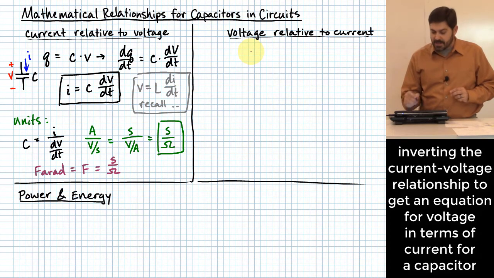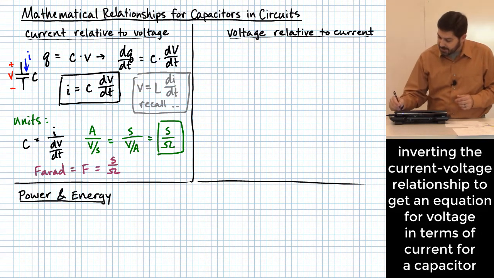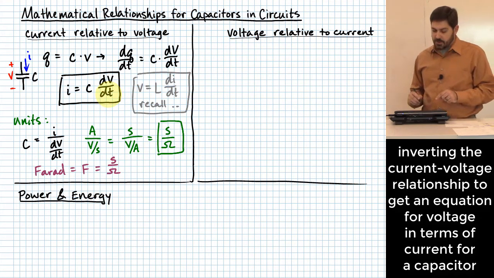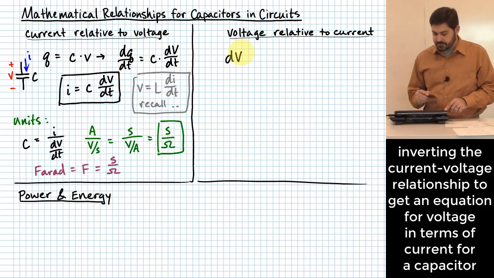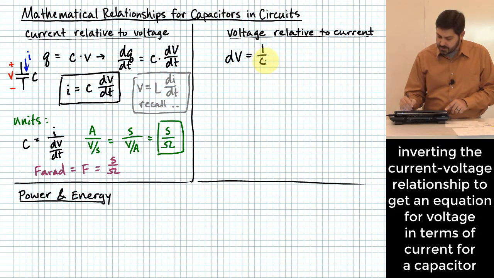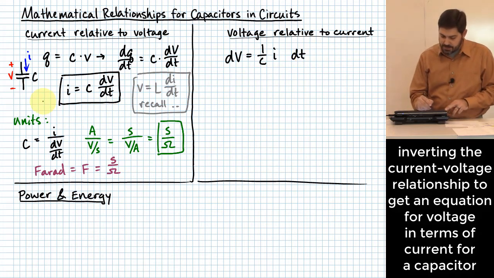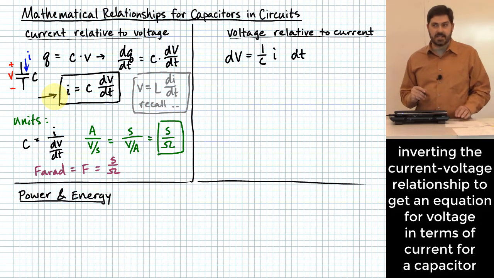Now what I'm going to do over here on the right side is, can we relate voltage relative to current instead? We probably can. How do we go about doing that? Probably the first step is to rearrange our equation a little bit, and here's how I'm going to start. Let's say dV is equal to 1 over C times I dt. Would you agree that I can rearrange the expression that I started off with over here into dV equals 1 over C I dt?